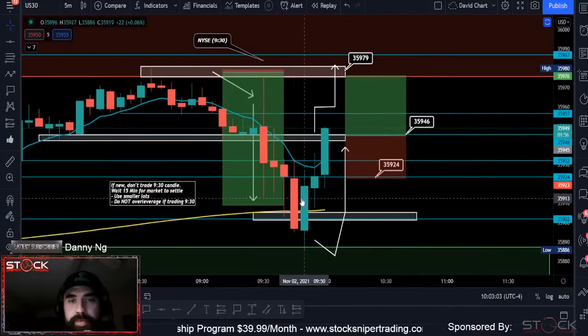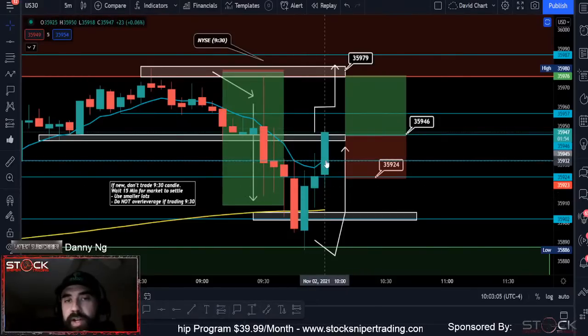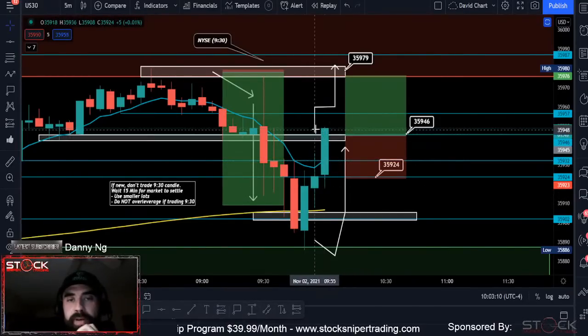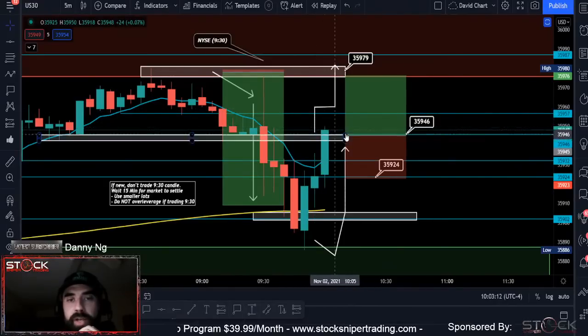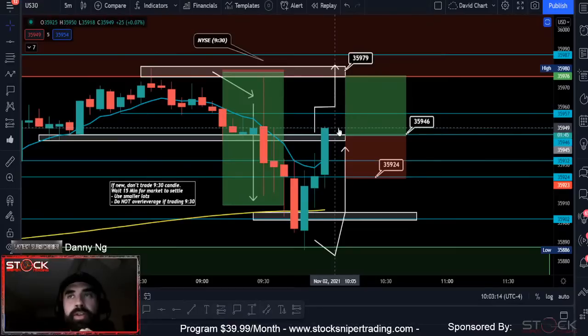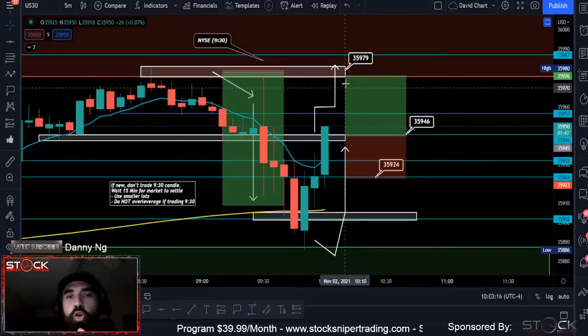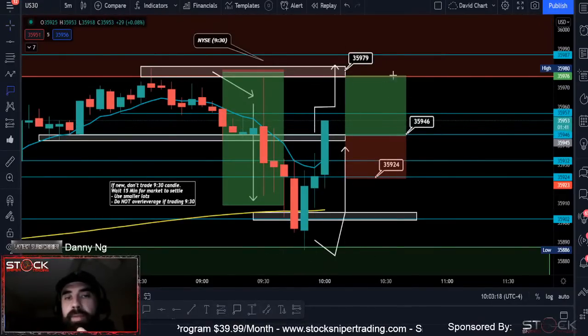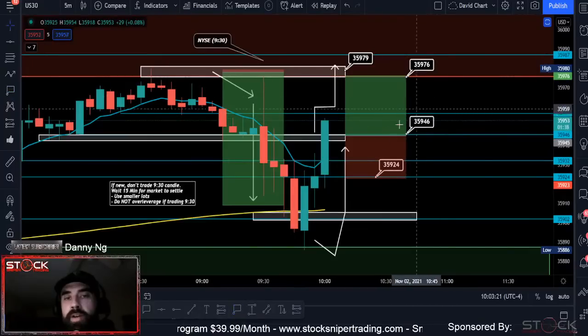35946. Remember, we talked about 15 minutes after. It's starting to break above this 9, okay? Let's see if it's going to close above here. It's got to close with the pathway holding above 35945. Let's wait and see here. Overall target, if you're taking this, remember, quick scalps is right here.